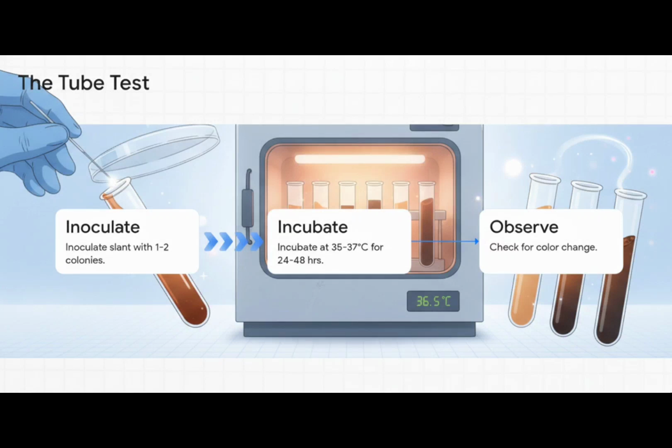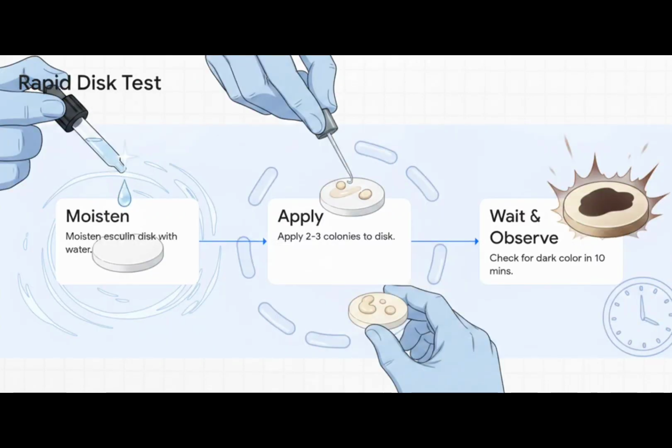Then you incubate the tube aerobically right at body temperature, so 35 to 37 degrees Celsius. The catch here is the waiting game. You typically need to observe it at 24 hours and sometimes up to 48 hours to really confirm that color change. Alternatively, we have the rapid disc test.